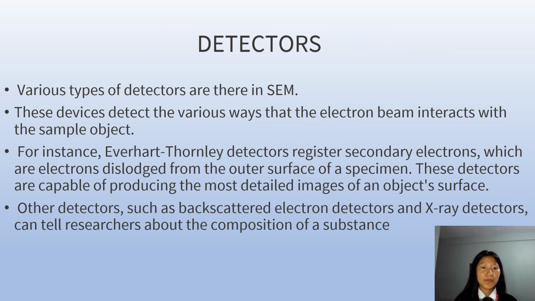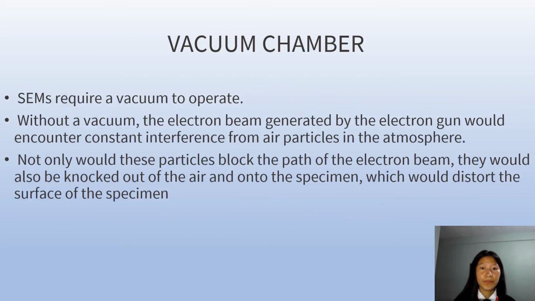Detectors. Various types of detectors are there in SEM. This device detects the various ways that the electron beam interacts with the sample object. For instance, Everhart-Thornley detectors register secondary electrons, which are electrons dislodged from the outer surface of a specimen. These detectors are capable of producing the most detailed image of an object surface. Other detectors, such as backscattered electron detectors and X-ray detectors, can tell researchers about the composition of a substance.